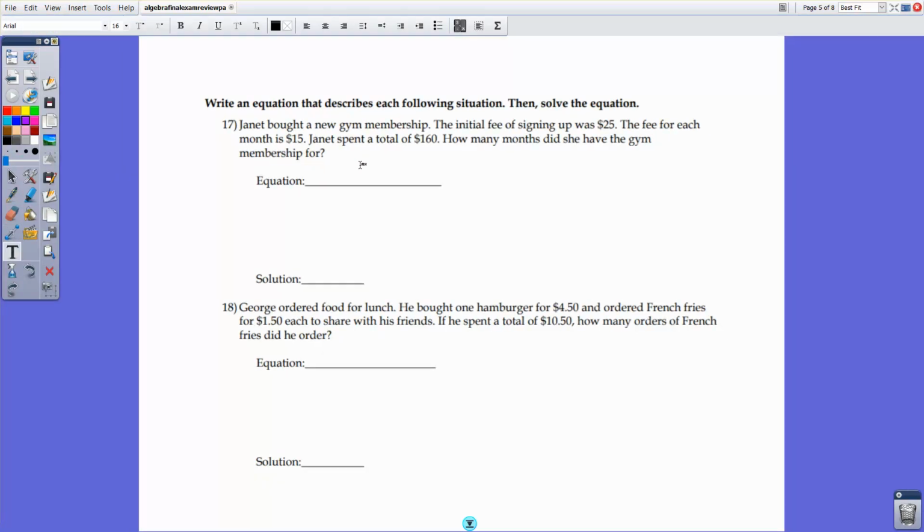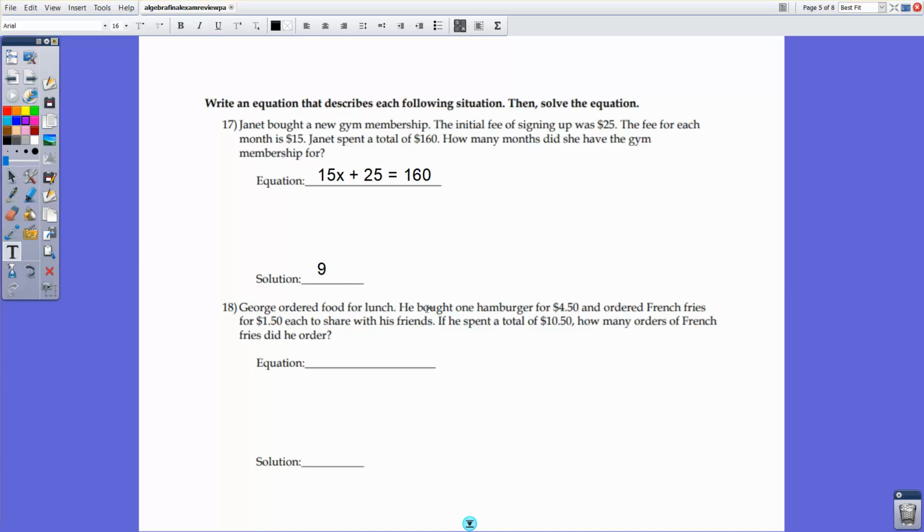Well, the variable here is what is the amount of time, right? So the month. So in other words, if we start with a $25 fee, and then $15 per month, it's going to be 15x plus 25, and we're interested in when it would equal 160. So to solve this equation, we would subtract 25 and divide by 15, that equals 9. So she has the membership for 9 months.